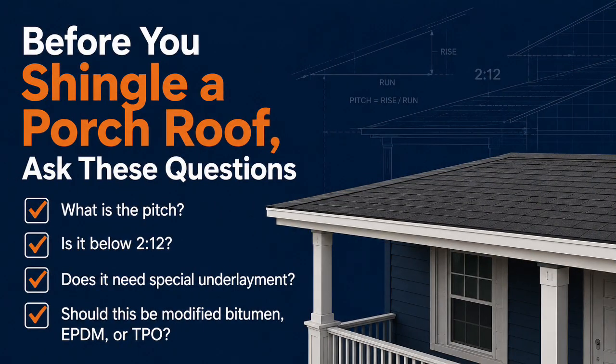So if you're getting a roofing estimate and your home has a low-slope porch roof, patio roof, sunroom, or addition, do not just ask whether the shingles will match. Ask whether the shingles belong there at all. Ask for the pitch, ask what material is being used, and ask whether that section needs modified bitumen, EPDM, or TPO instead. Because the goal is not just to make the roof look uniform on install day. The goal is to keep water out for the long term.